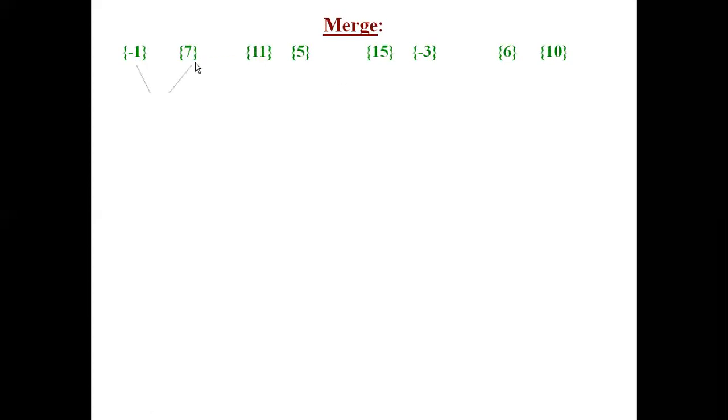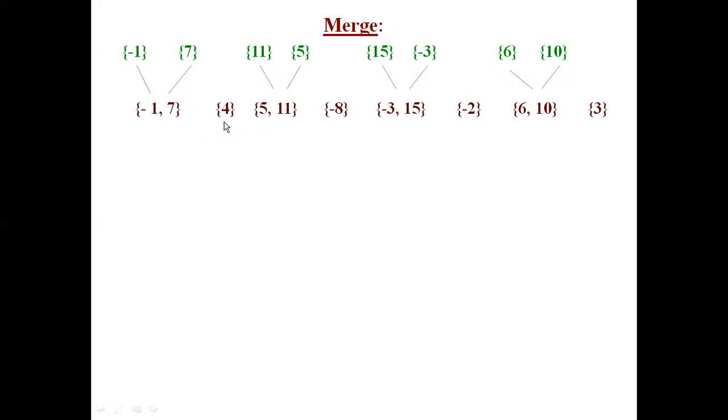We merge them. So minus 1, 7, while merging, we take care that we are merging in the ascending order or the non-decreasing order. So minus 1 comma 7, here 5 comma 11 comes, and then this is minus 3 comma 15, and this is 6 comma 10. We observe that the leftover single elements in the last but one step of split are considered directly in the second step of merge. That is 4, minus 8, minus 2 and 3 are directly considered here.